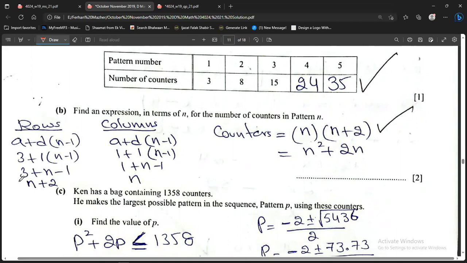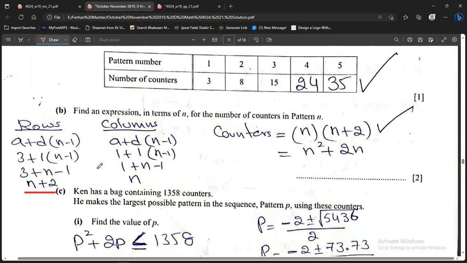So it will be A plus D into n minus 1. A means the first member of that sequence, that is 3. And the common difference is 1, bracket n minus 1. So it will be 3 plus n minus 1, that is n plus 2. That's the number of rows.